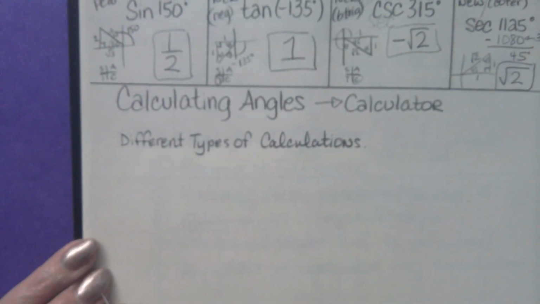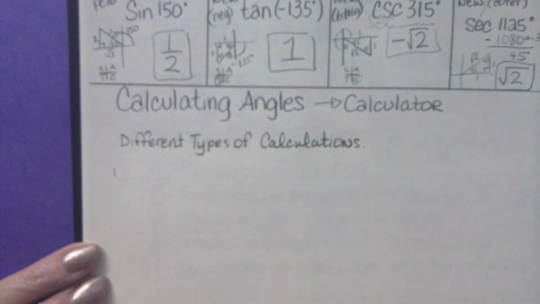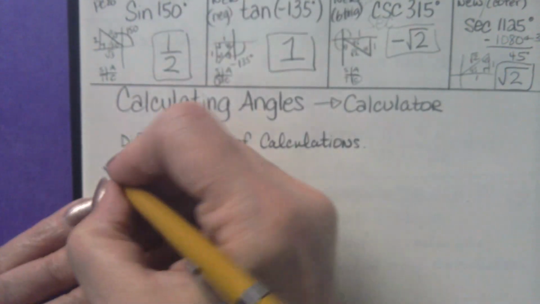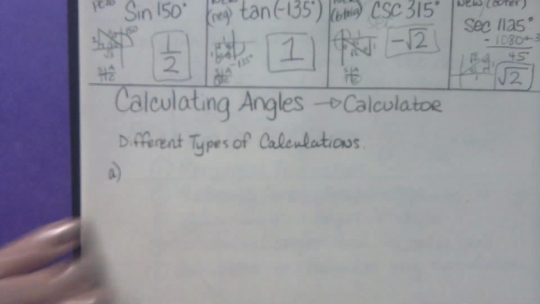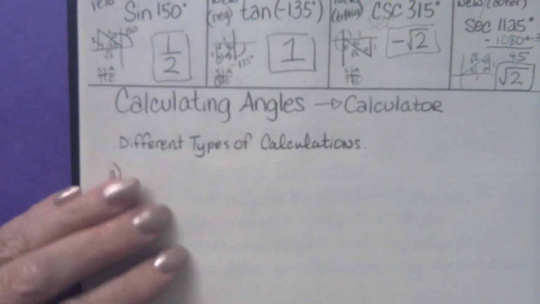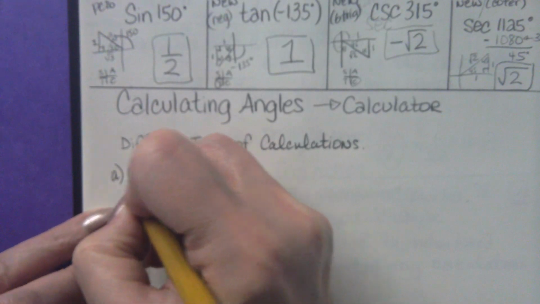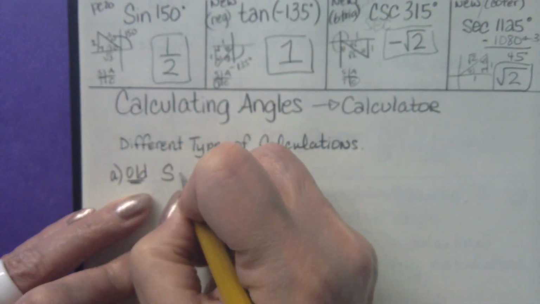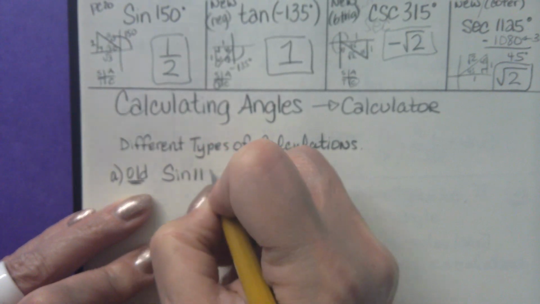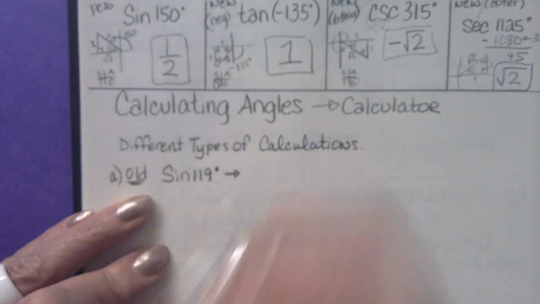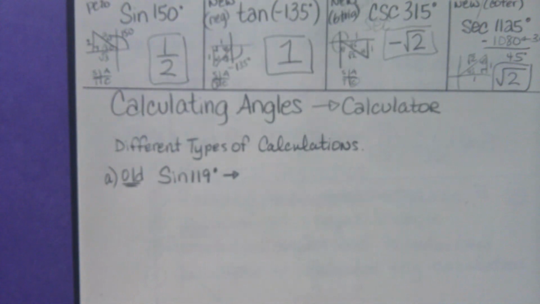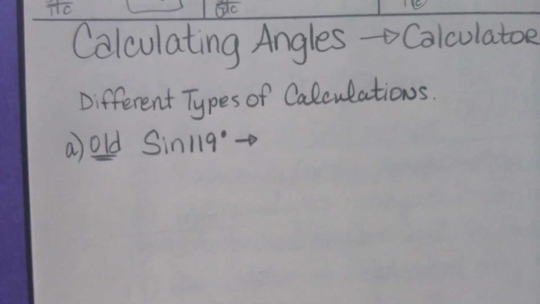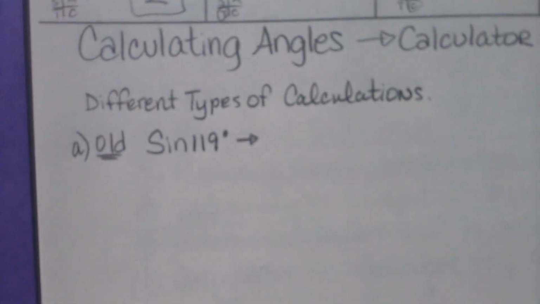All right. So type 1, I'll just go A. Type 1 is just this is the old. I'm gonna just put old. This would be things like sine 119 degrees. Right? How do I calculate sine of 119 degrees? Type it in your calculator.